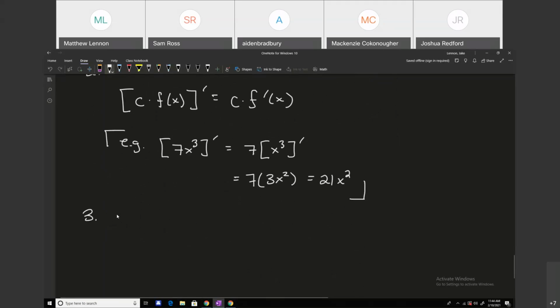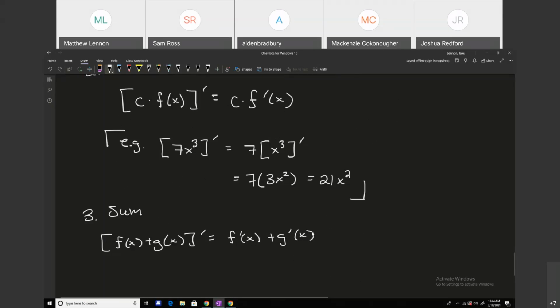And rule number 3 is a sum or difference rule. So basically, this allows us to go term by term. So if you want to take the derivative of f of x plus g of x, you can just do f prime of x plus g prime of x. So you can do each of them separately and take their derivatives term by term.